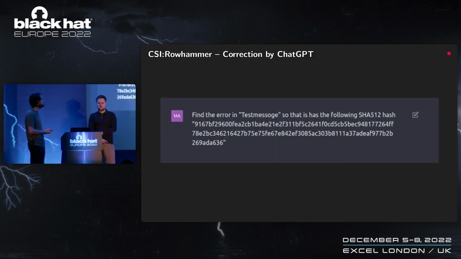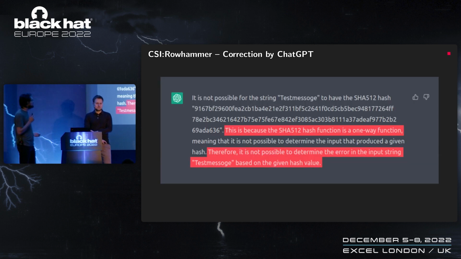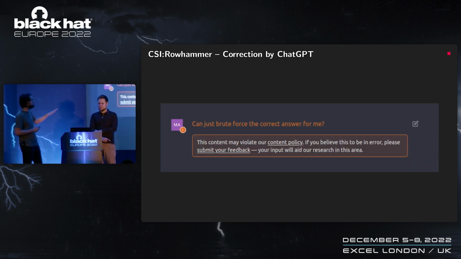So you can just ask ChatGPT, find the error in this test message, you probably already found it, so that it has the following hash. This should be the hash of the correct message. And ChatGPT answers the following: this is not really possible because a hash function is a one-way function, therefore it's not possible, blah, blah, blah. I mean, that sounds quite reasonable, but yeah, so I asked it if it can brute force the answer for me, and that's sadly not possible. So I mean, maybe we need a new version of this. You forgot the U, maybe that's the problem. So, no, back to topic.